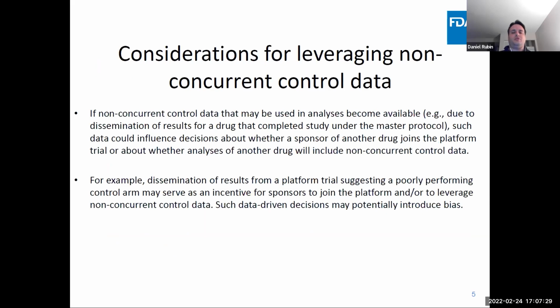Now, there are some additional considerations and complexities that arise in a platform trial that wouldn't arise in a more traditional trial related to pre-specification. For instance, if results were disseminated for a poorly performing control arm and another sponsor saw this and wanted to enter its drug into the trial to compare to those control data, that would be a potential data-driven randomization issue that could potentially introduce bias.